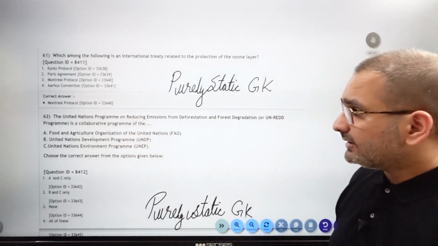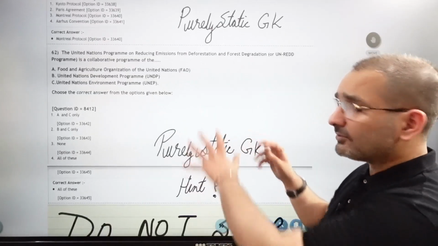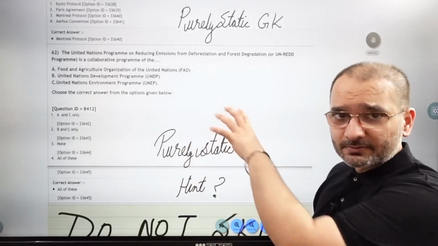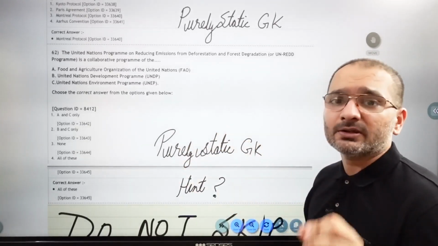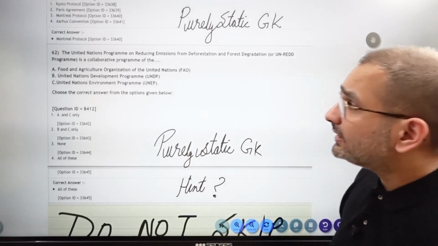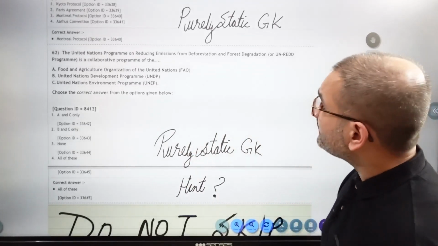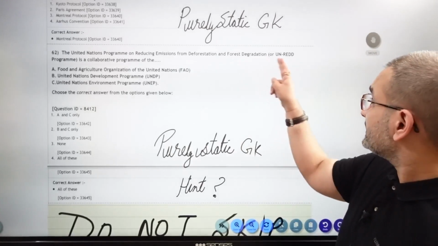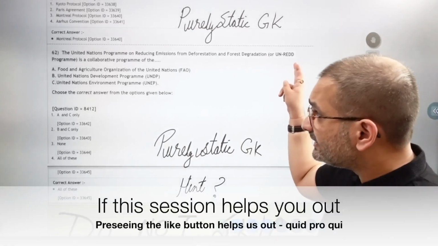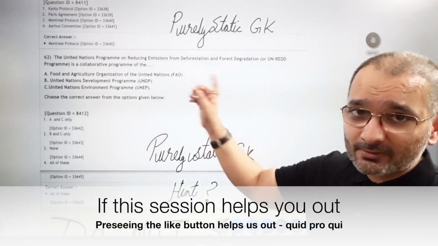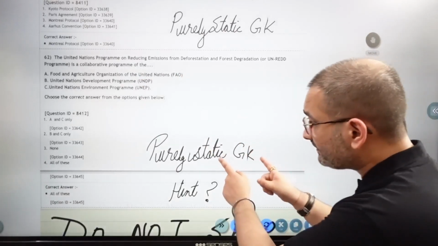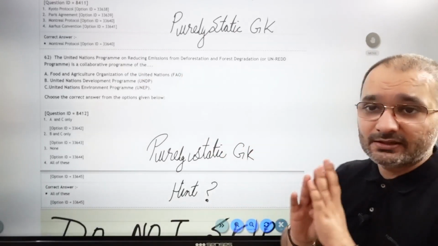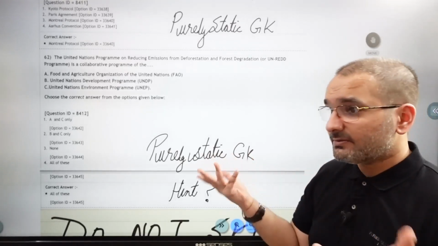Question number 62, if you say, and oh by the way, the link to the question paper, everything is down in the description below. The United Nations Program on Reducing Emissions from Deforestation, Forest Degradation, or UN-REDD program is a collaborative program of the, now again, this is purely a static GK related question. Nothing pretty much that you can do about it.